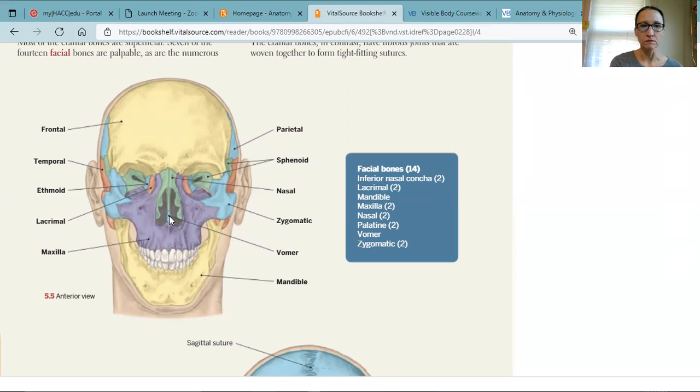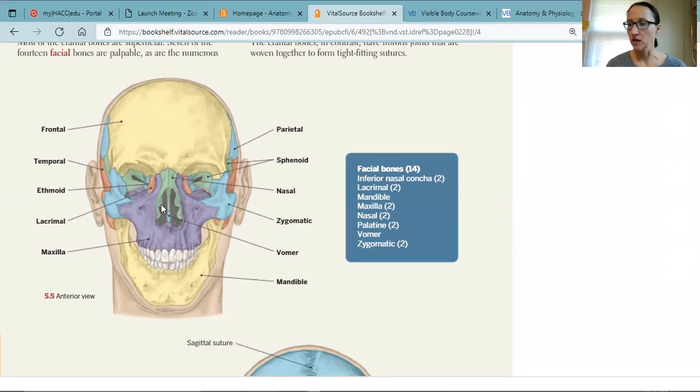Okay. Now, even these right here have names. Technically, they are part of the nasal bone. However, they are called nasal conchae.